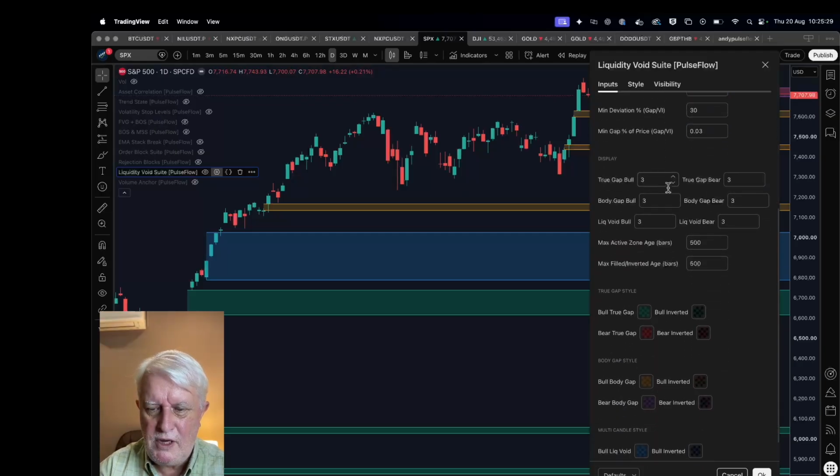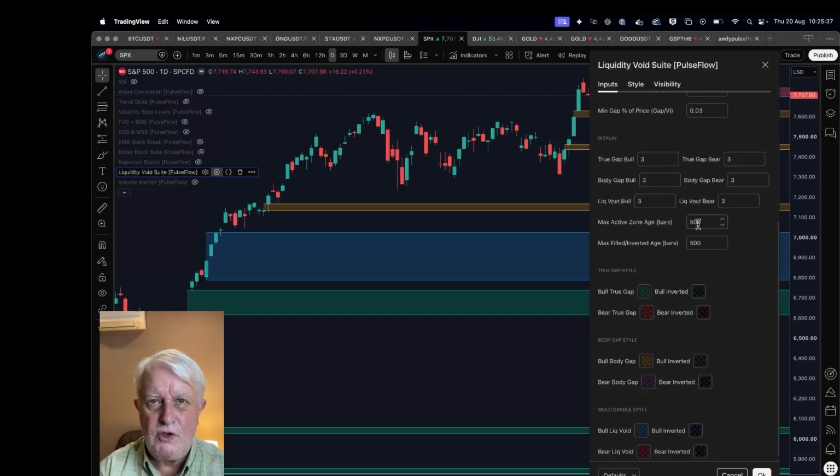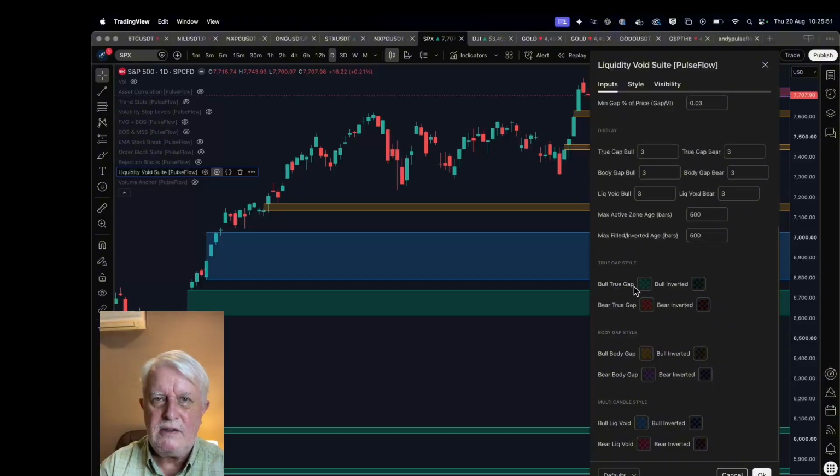You can decide how many of each get displayed, the last 3 bullish, the last 3 bearish, etc. How many bars it goes back on the time frame that you're on, 500. How many bars we go back to fill inverted. If they get too old, we just don't show them, but if you wanted, you could set this to a higher number. And then you get to pick the colors you want for each of the styles, both bullish, bearish, and inverted.